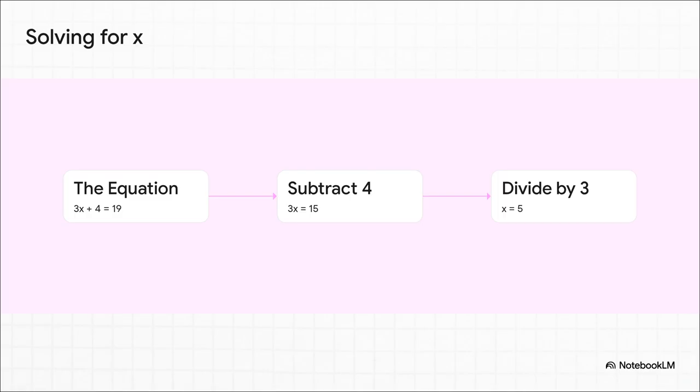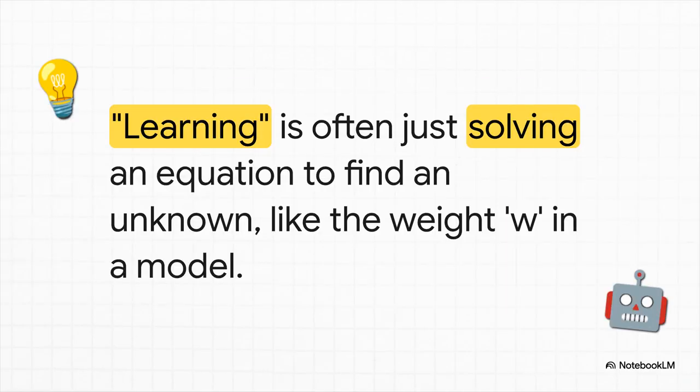Simple as that. So why are we doing all this? Why does this even matter for AI? Well, because this is basically what machine learning is. Seriously, an AI model is really just a super complex equation, and the whole learning part is just the computer's process of solving for the unknown values, like that W for weight we see here, that make the equation true for all the data it's looking at.